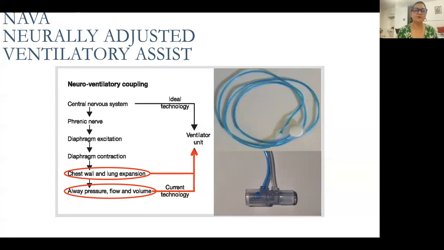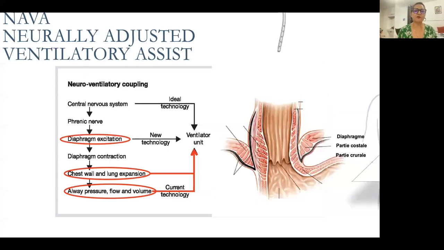And in NAVA, what is happening is that straight from the diaphragmatic excitation, the ventilator knows when to give the pressure, for how long to give the pressure, and how much to give the pressure. So this is the tube which goes to the diaphragm, and here are the electrodes which will pick up the diaphragmatic activity and tell the ventilator what the patient wants, so deliver this much pressure. So this is the new technology.